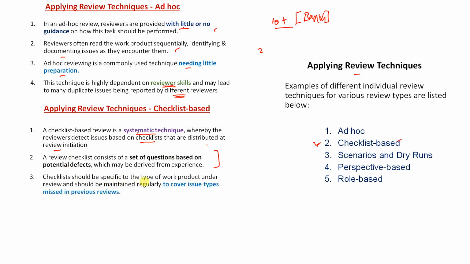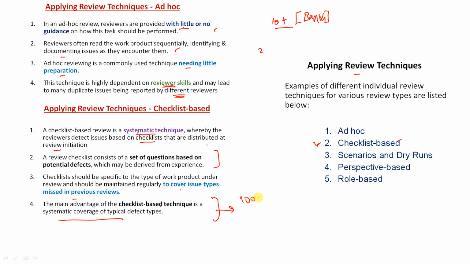Checklists should be specific to the type of work product under review and should be maintained regularly to cover the issue types missed in previous reviews. So whatever issues were covered or not covered in the previous release, everything has to be put in. The main advantage of the checklist based technique is a systematic coverage of typical defects. This will definitely give more confidence compared to others, because as you follow a systematic approach, you get 100% coverage as well.